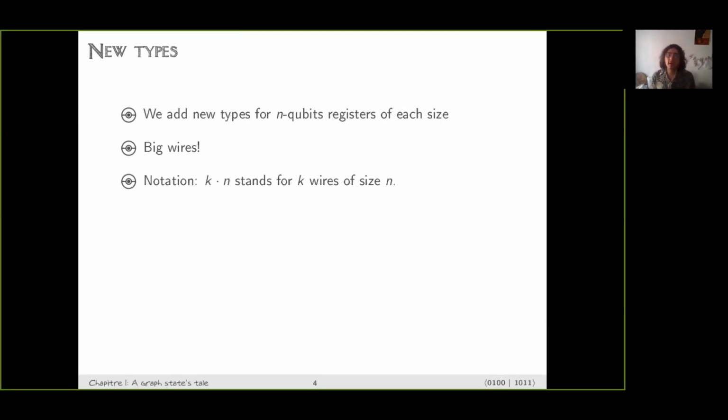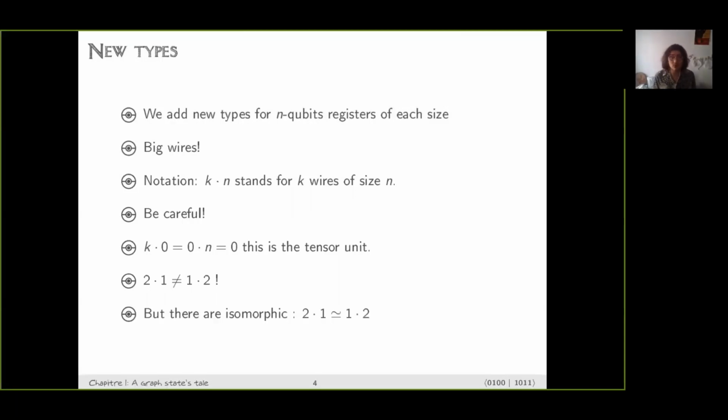When I write k dot n, this stands for k wires of size n. Here we need to be a little bit careful: if I have k wires of size 0, it is the same thing as 0 wires of size n, which is the same thing as 0, the tensor unit, the complex numbers. This is not so surprising, but what might be a little bit surprising is that 2 wires of size 1 is a very different thing from 1 wire of size 2. This is the whole point of this construction, but they are indeed isomorphic. There is an isomorphism between those two types.